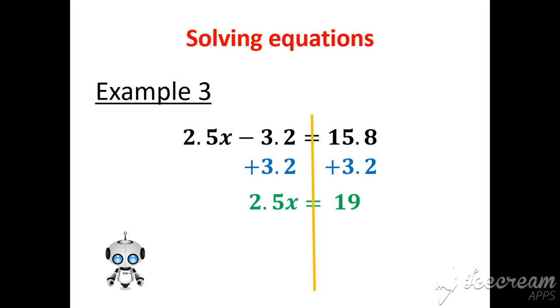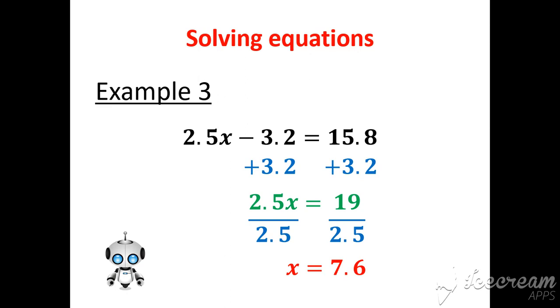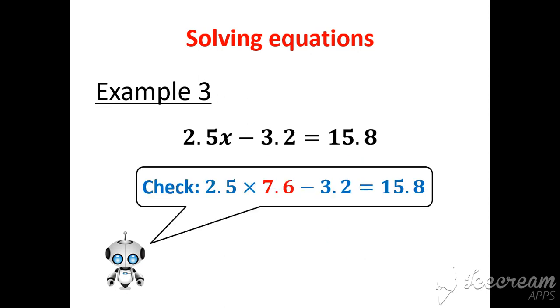Now we're on to step 2, and we must get rid of the 2.5 coefficient. We do that by dividing by 2.5, because 2.5 times x is multiplying by x, and the opposite is dividing. But we must do that on both sides. Now I need my calculator. 19 divided by 2.5 is 7.6. The 2.5 cancels, and I've solved it: x is equal to 7.6. A quick check proves that is the correct answer.